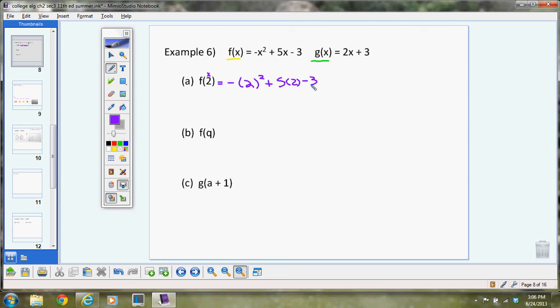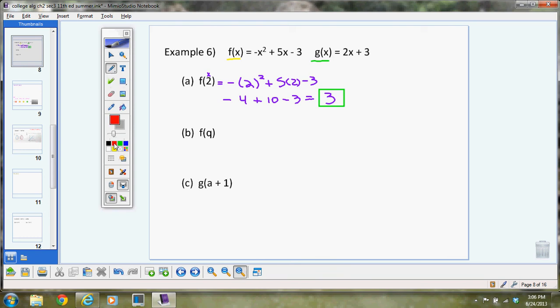Be very careful that negative in the front stays in the front. You're not squaring the negative, you're squaring the 2. So this is going to give me negative 2 squared is 4, plus 5 times 2 is 10, and then minus 3. Negative 4 plus 10 is 6, and then 6 minus 3 is 3. So the only answer they want to see is that positive 3. So what that tells me is when x is 2, y is 3, and the point 2, 3 would be on that graph.